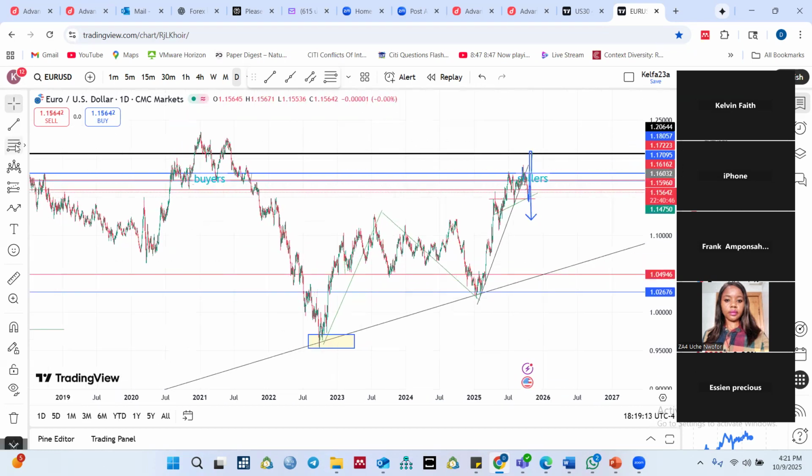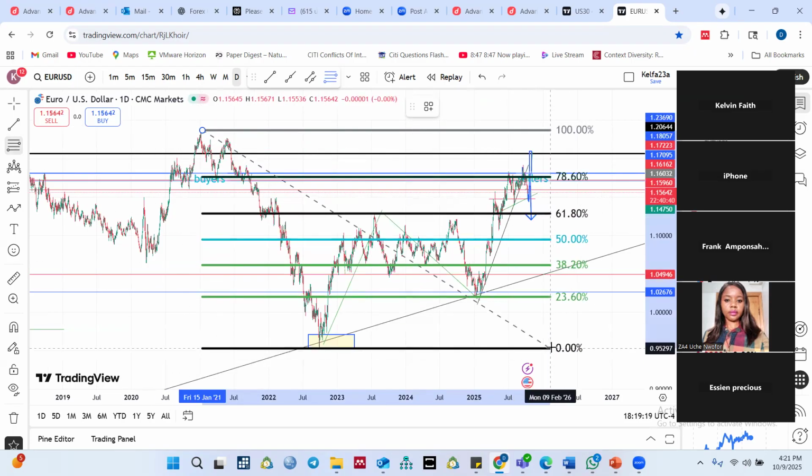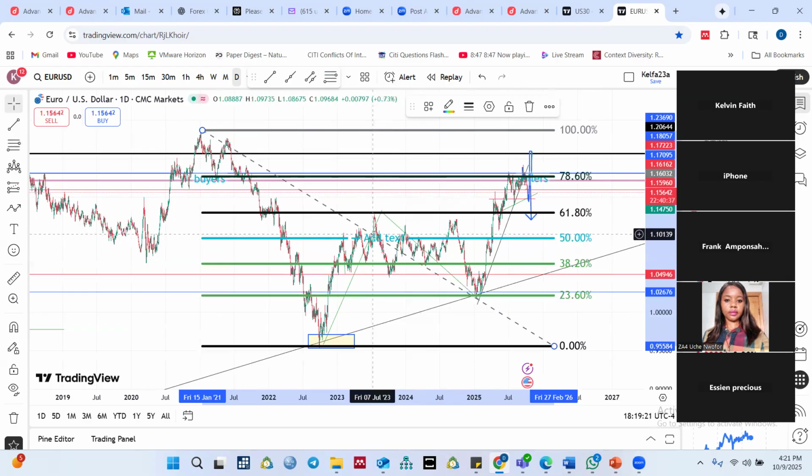This is where we add another concept called the range. So this break of structure becomes a range. So we measure. Now, price only came to 50% close to 61 and dropped and failed to swing, failed to give us a new low. Then it pulled back up to 78.6%. That's where price is right now.